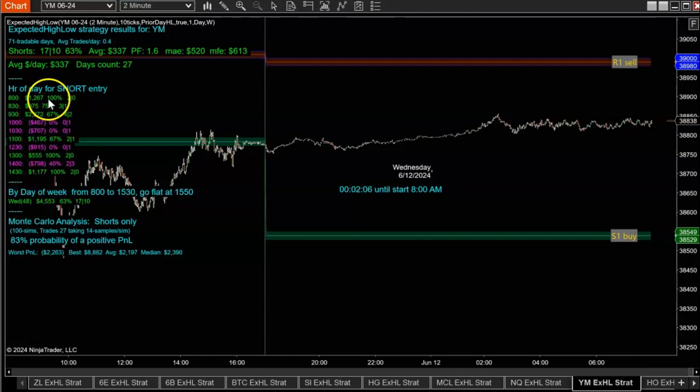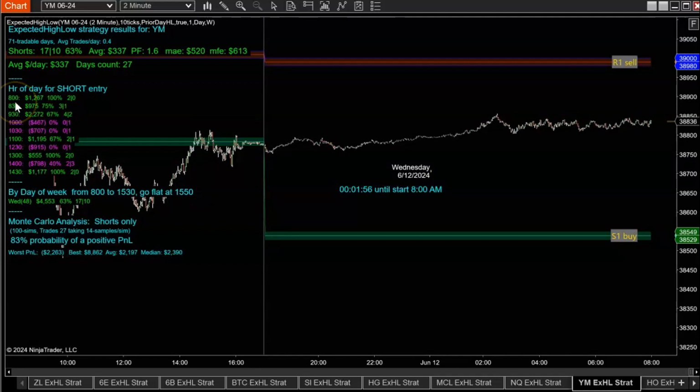Here's some times. I don't really talk much about the hour of day, but here's a breakdown of how the trades worked out by the hour of day that the signal is entered. If you entered between 8 and 8:30, that's pretty profitable. It's a 100% win rate, and only 2 times did it do that, for a gain of $1,267. So we've had 2 trades that entered a signal between 8 and 8:30, and they gained us $1,200.